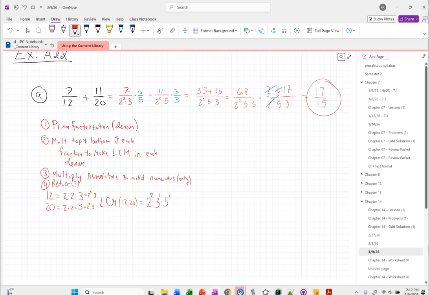Notice at no point did I bother multiplying out the denominator until the very, very last step, right? Doesn't help me. If I need to reduce, it's better to have that denominator in factored form. I'm never going to write that denominator as 60 until maybe the very last step if there's no reducing to do.